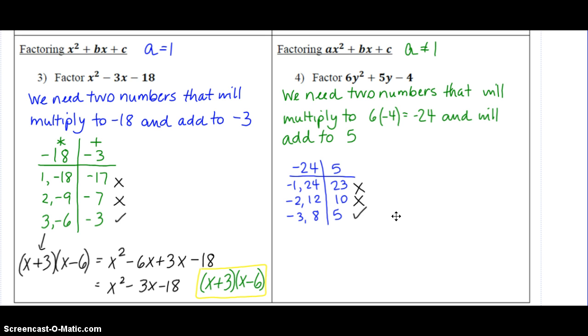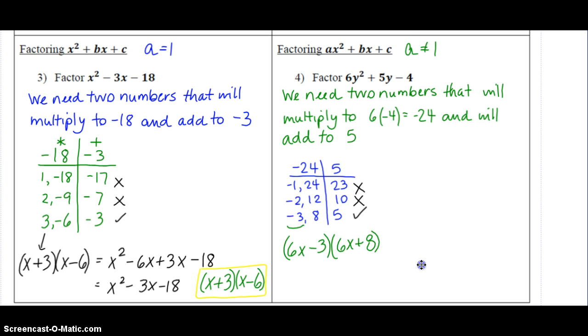So what we're going to do is we're going to say that our a term we know was 6. We're going to start out with our a term, and we're going to write our factors as 6x minus 3, which is one of the numbers that we got. The other number that we got was 8, so this is going to show 6x plus, because it was a positive 8. Now what we need to do is simplify those, if we can, in any way that we can, by dividing out a common factor.